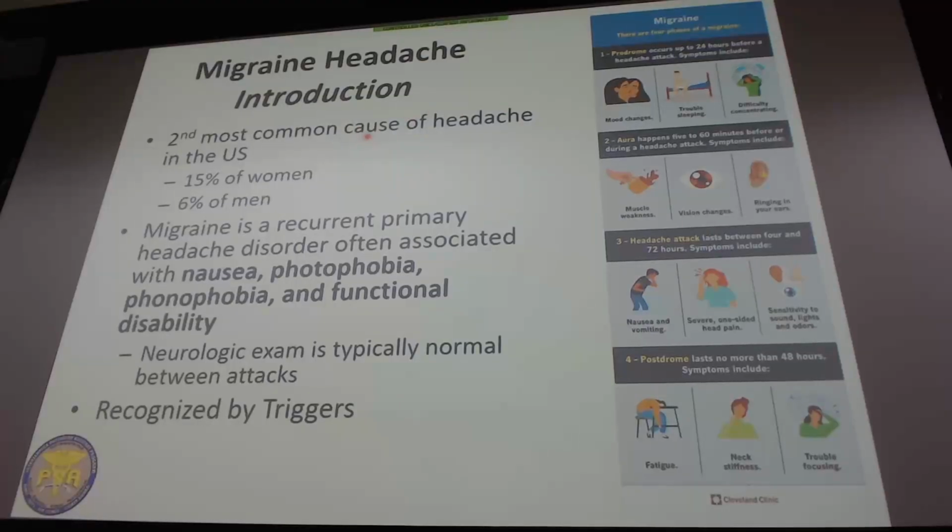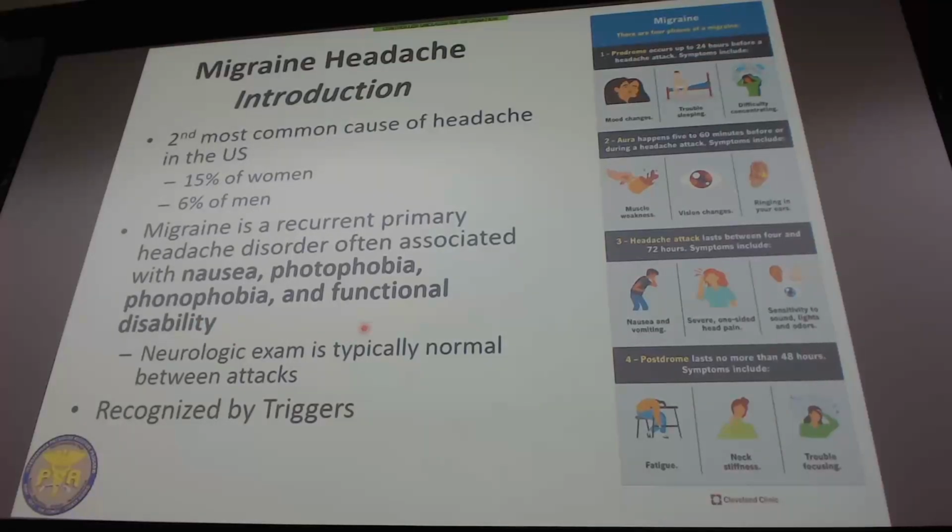So this is the second most common cause of headache in the U.S. About 15% of women, 6% of men will be affected. You will have active duty soldiers and or guardians or war fighters of various capacities that will have this. Typically, migraine is a recurrent primary headache disorder associated with nausea, photophobia, meaning we like to turn off the lights because it's very painful for us to be in there. Phonophobia, loud noises bother us a lot, and then some sort of functional disability.